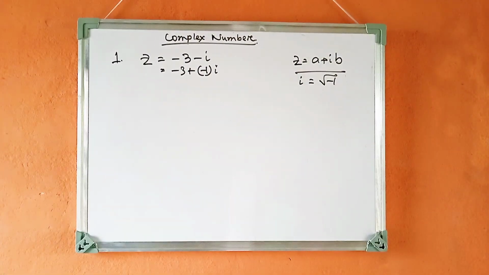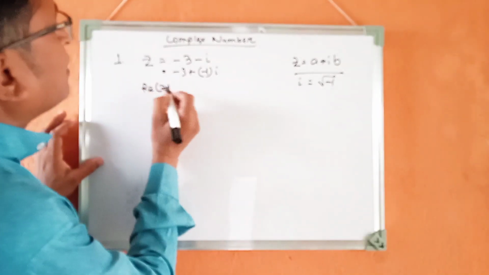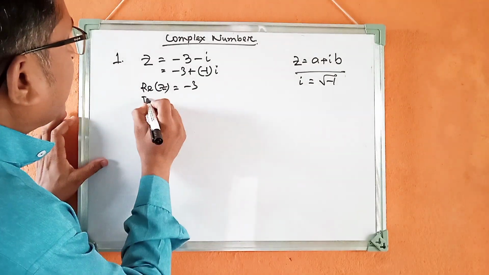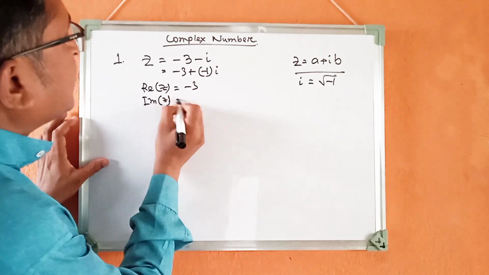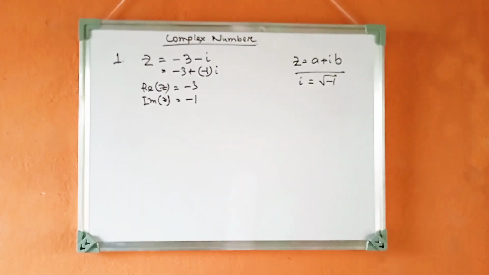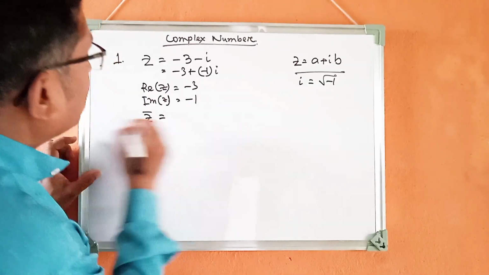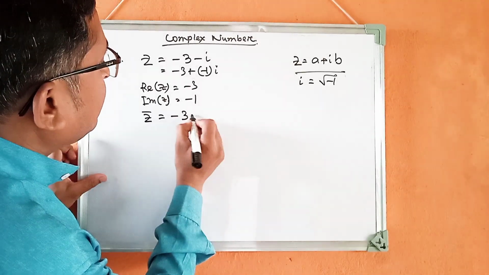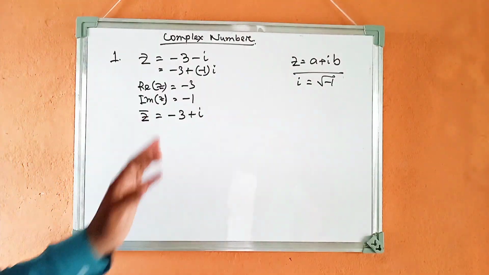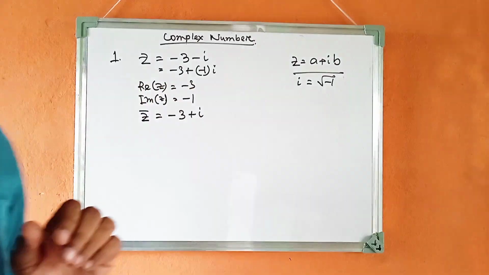Now the question, question number 1. Find Re Z. That means the real part of Z. What is the real part? Minus 3. Then second question, Im Z. That means the imaginary part of Z. That is minus 1. Then next question is Z bar. That means the conjugate of Z. Conjugate of Z equal to minus 3 plus i. Change the sign. Conjugate of Z, formula already written. So the conjugate of Z equal to minus 3 plus i.